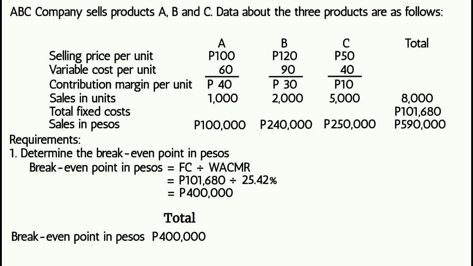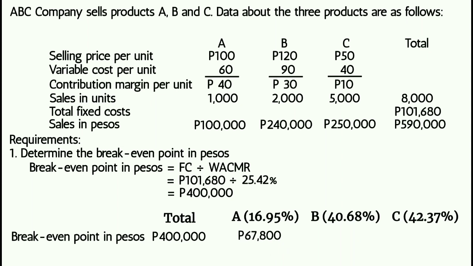Ang tanong, dyan sa 400,000 pesos, ilan dapat ang sales sa product A to break even? Ilan dapat ang sales sa product B to break even? At ilan dapat ang sales sa product C to break even? Para malaman ang mga yan, imumultiply lang natin yung 400,000 pesos sa sales mix for each product. So for product A, 400,000 pesos times 16.95%, that is equal to 67,800 pesos. That means dapat ang sales sa product A ay 67,800 pesos to break even.